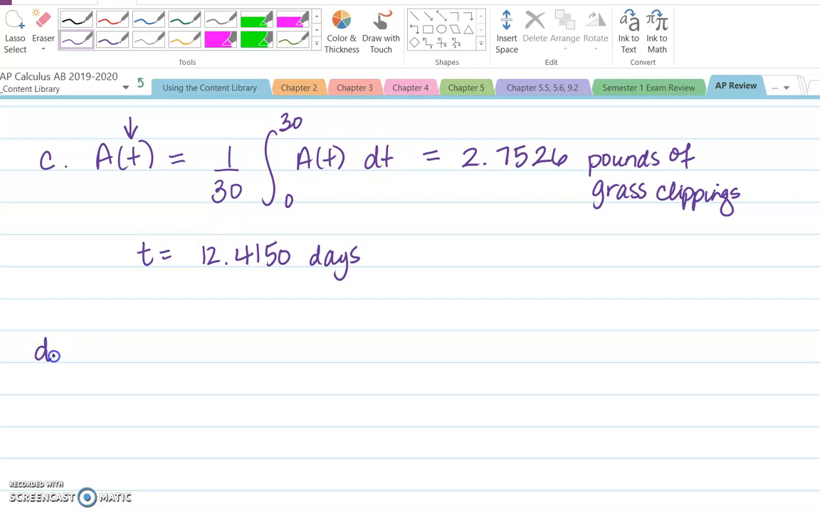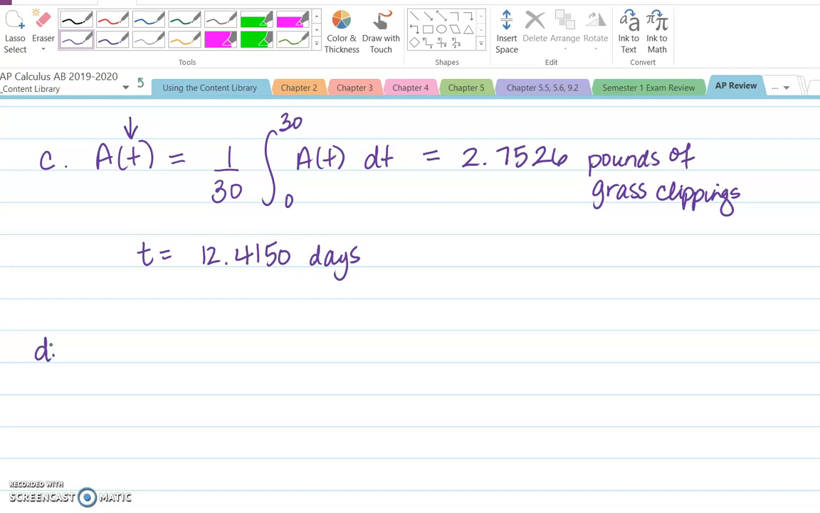Part D says for t greater than 30, L of t, the linear approximation to A at t equals 30, is a better model for the amount of grass clippings remaining in the bin. Use L of t to predict the time at which there will be 0.5 pounds of grass clippings remaining in the bin. Show the work that leads to your answer.